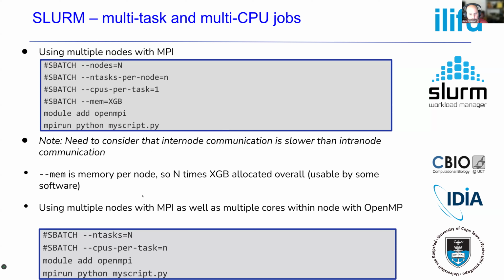Oh, this final little example here is maybe a script where we've got multiple CPUs per task. So it's a hybrid job using MPI and OpenMP. So OpenMPI, when it runs a task, will know that it has multiple CPUs per process. But don't worry if that doesn't mean too much to you.